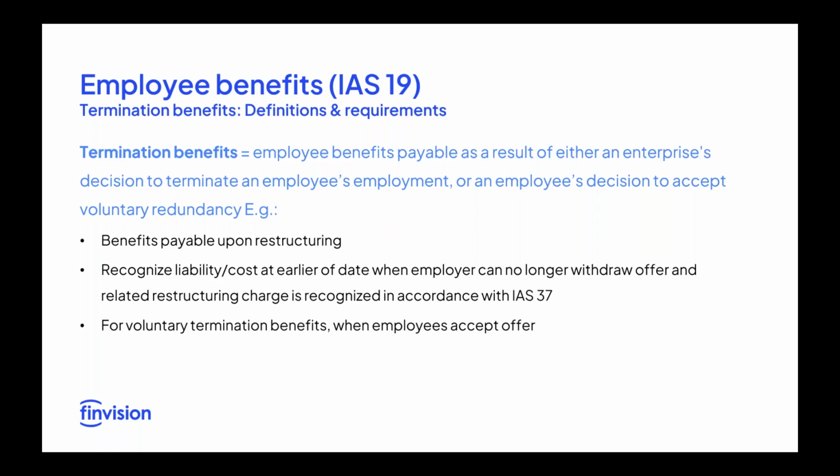And it will become recognized at the moment that your employer cannot withdraw the offer, and also when the restructuring charge is recognized in accordance with IAS 36. So remember there, rules under IFRS are more strict than under Belgian GAAP. Belgian GAAP allows the decision of the board as a starting point, whereas under IFRS, it should have been communicated because then it's clear that the employer can no longer withdraw its offer. And if it's a voluntary termination benefit, the employee's acceptance of the offer is the triggering point.